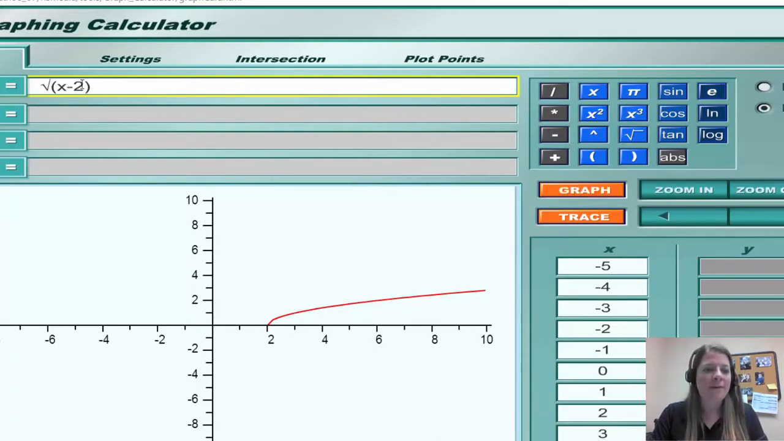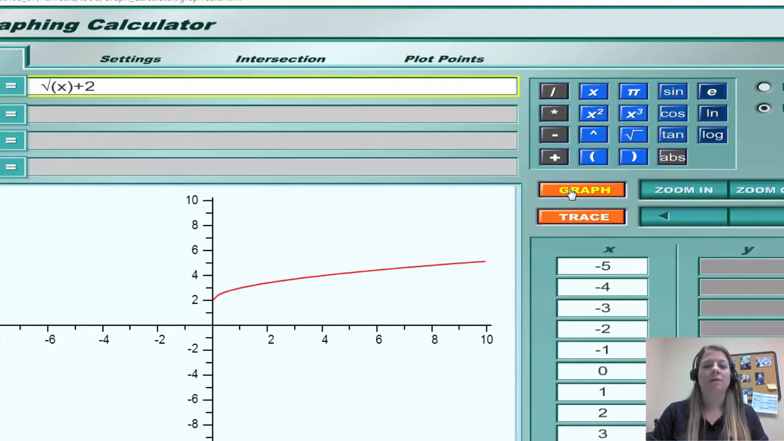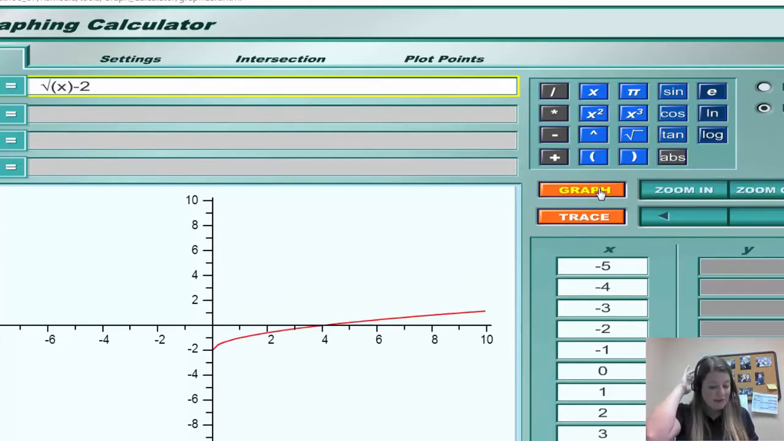Okay, what if I would have put that number outside of the radical? It moves you up. And notice positive moves you up and negative moves you down. So you can see the shift of the numbers. All you're doing is shifting this same graph around. And this is all for a square root.